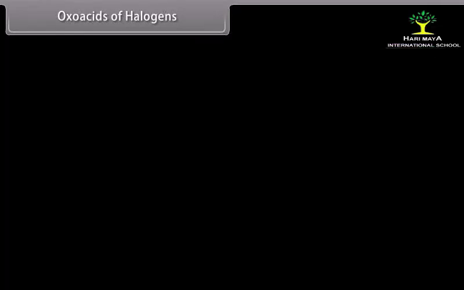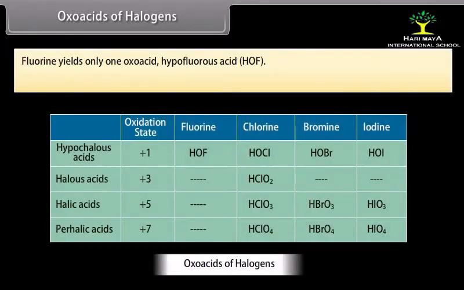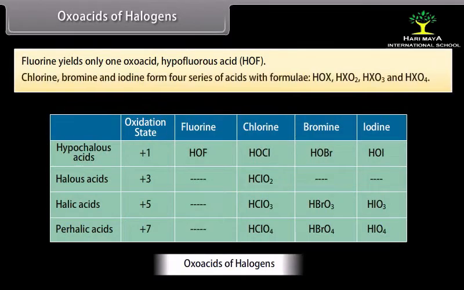Oxoacids of halogens. Fluorine yields only one oxoacid, hypofluorous acid. Chlorine, bromine, and iodine form 4 series of acids with formula HOX, HXO2, HXO3, and HXO4. Many of these are known only in solutions or as salts.